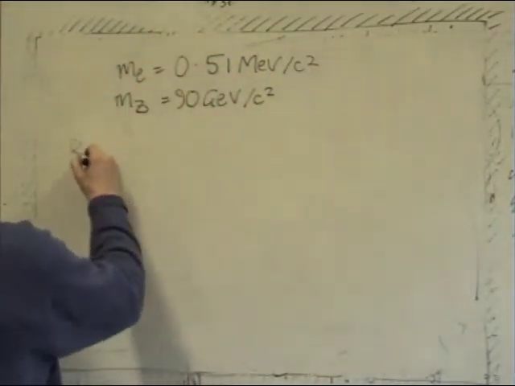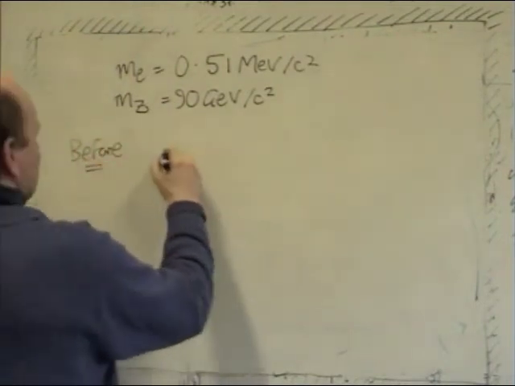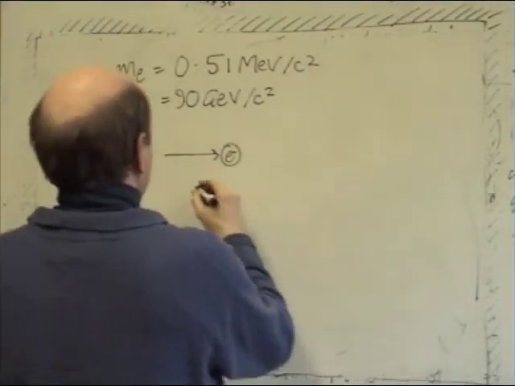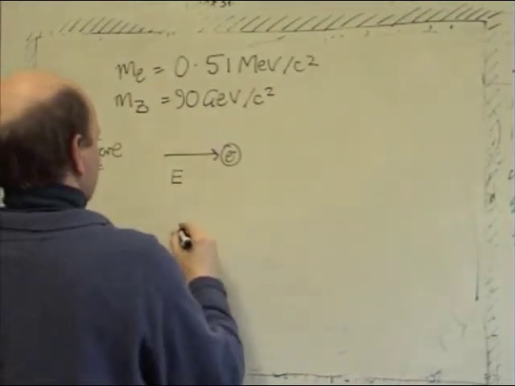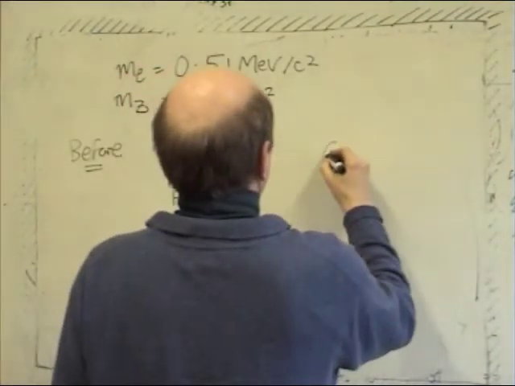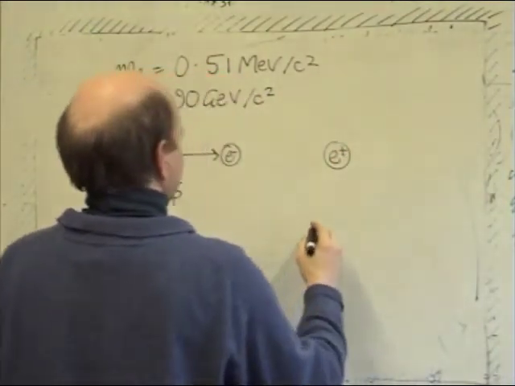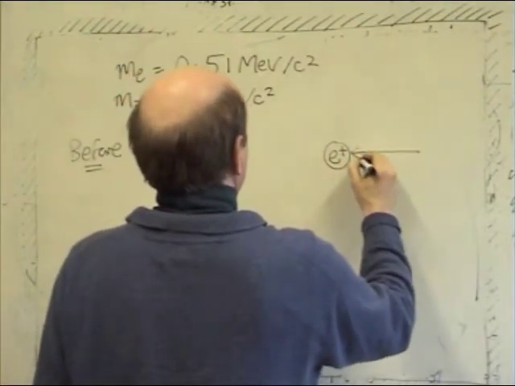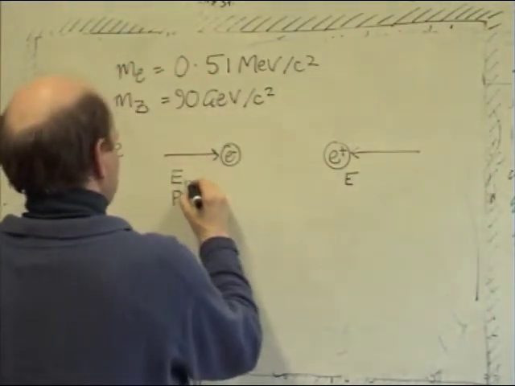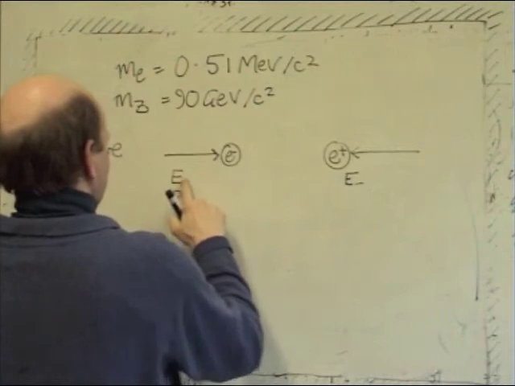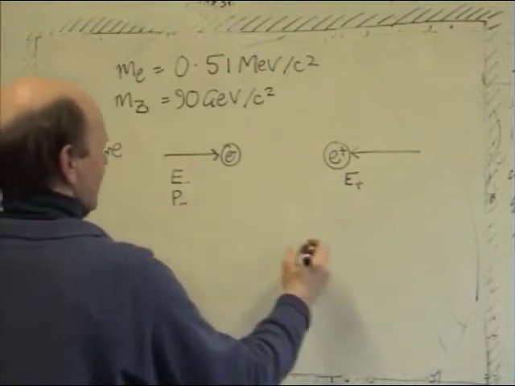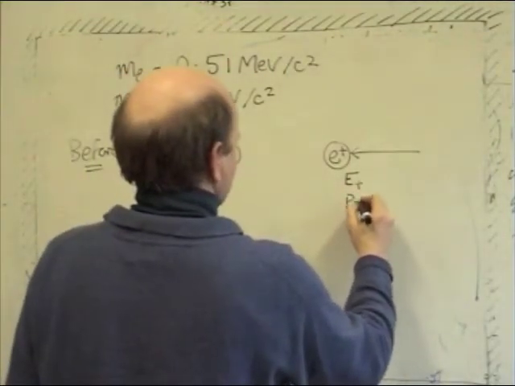So before the collision, you've got an electron, and let's say the electron's moving to the right, and it's got some energy E and some momentum P. And you've also got a positron, which is basically this particle of the same mass, and it's moving to the left. Let's call the electron's energy E minus, and the positron's energy E plus. The electron has momentum P minus, and the positron has momentum P plus.